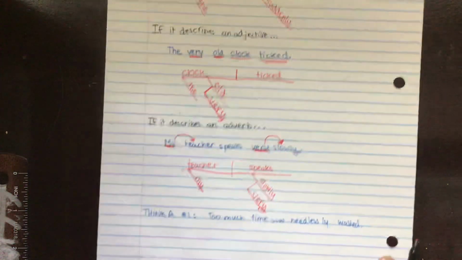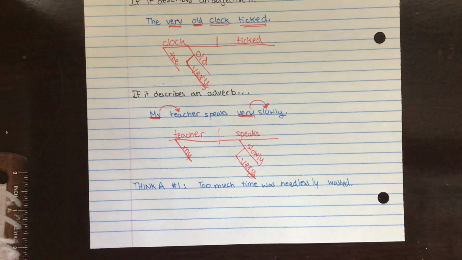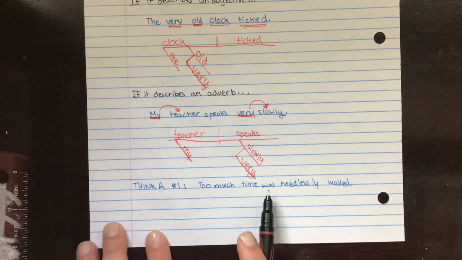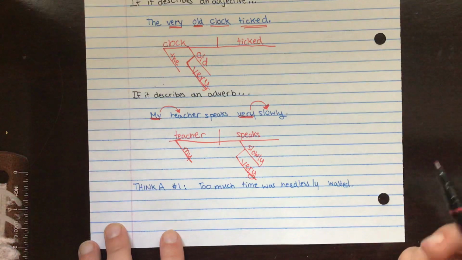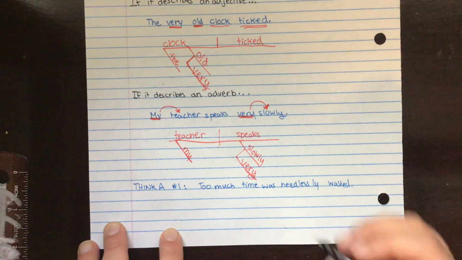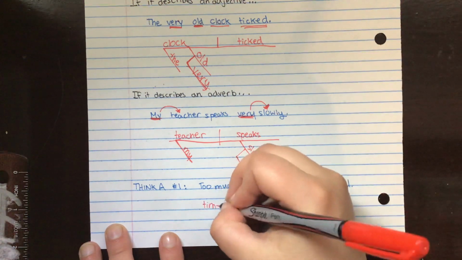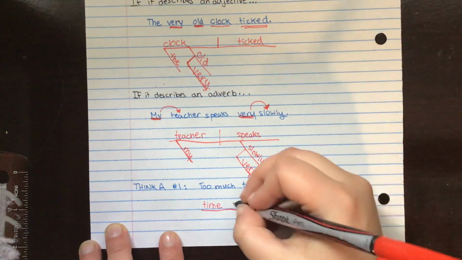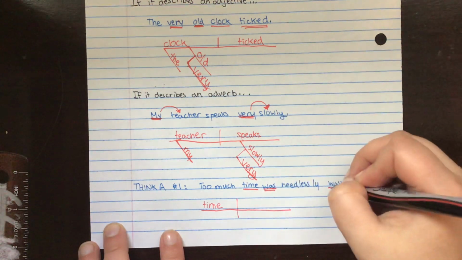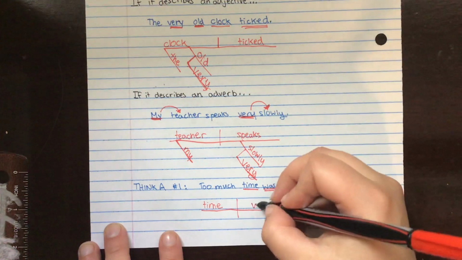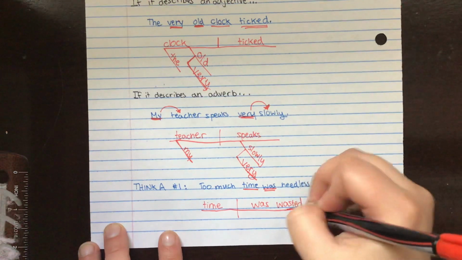Let's just try one of your questions together as like a little last minute one. So think A, number 1 says this sentence, too much time was needlessly wasted. So the first thing we need to do is we need to find the subject and the verb. The subject is time. It's a bit of a weird one. The verb here is actually two parts. Was is a helping verb and wasted is a verb. So we put was wasted on the verb line.